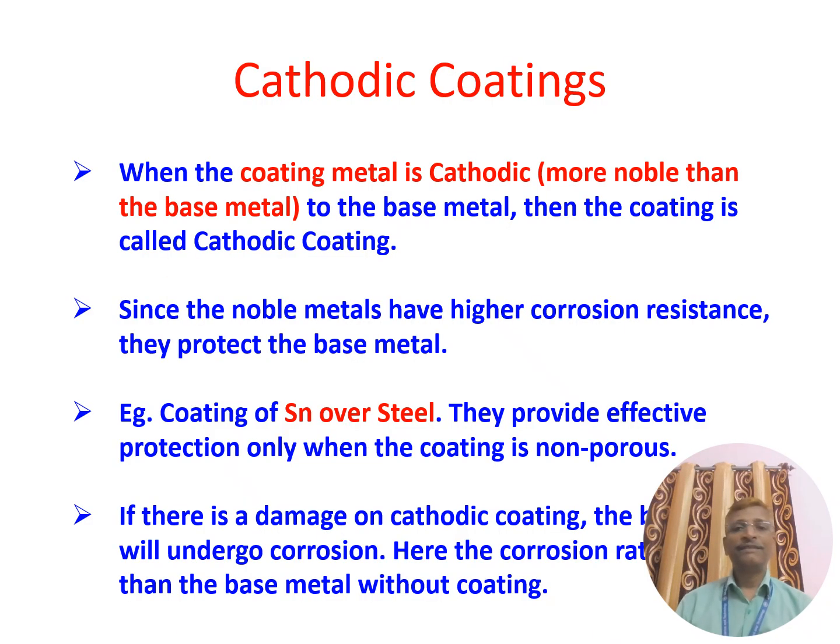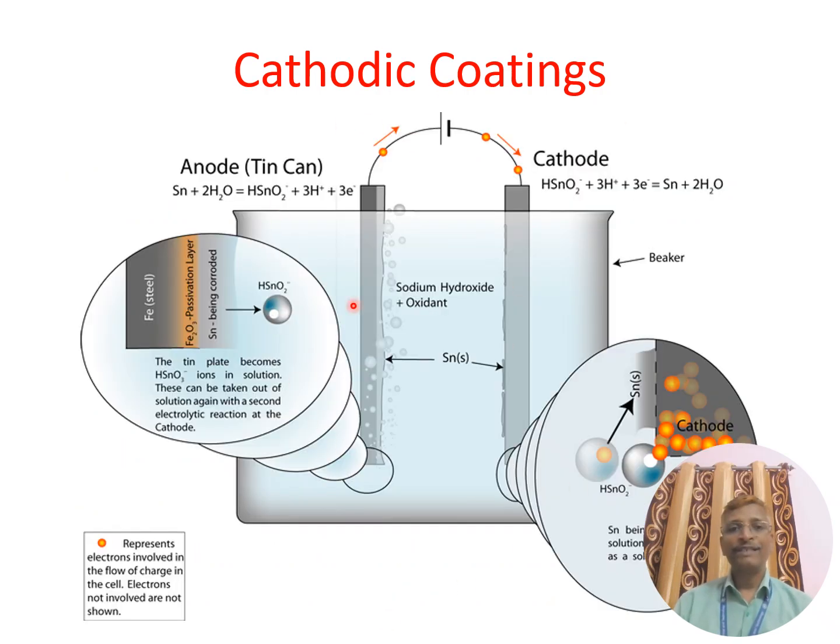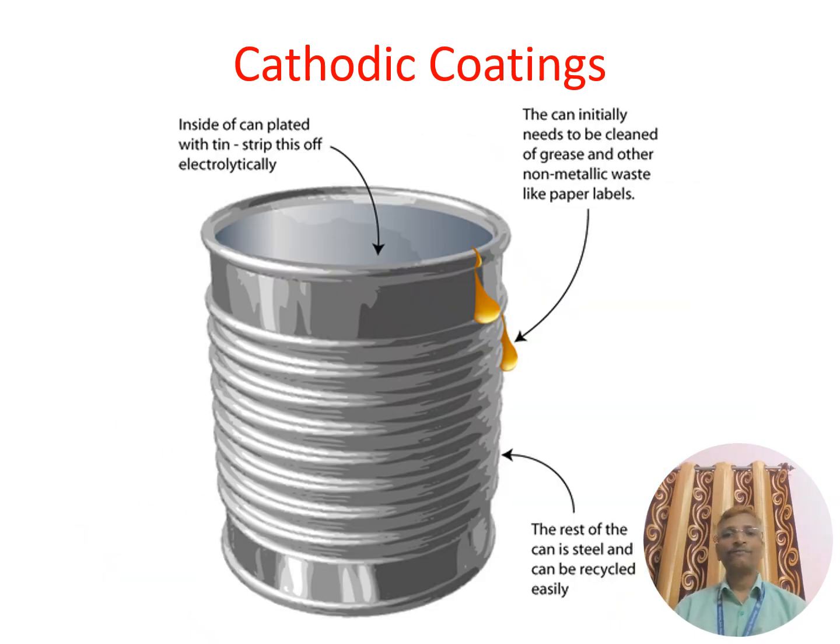So cathodic coating, as I said, is the reverse of the anodic coating. The example for this cathodic coating is coating of tin over steel. Look at the image here, the anode is tin. In the reaction, it loses electrons and is coated over the cathode material. So it is just opposite to the anodic coating. So this is the object, the inside of the can is plated with tin. So these are all the objects. Before plating, dirt and some impurities should be removed.